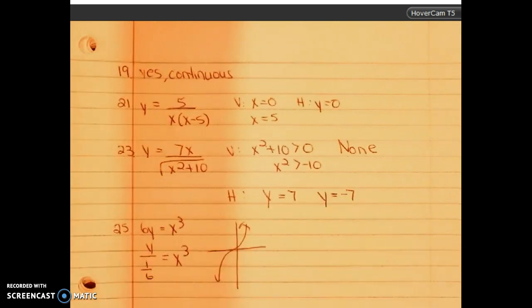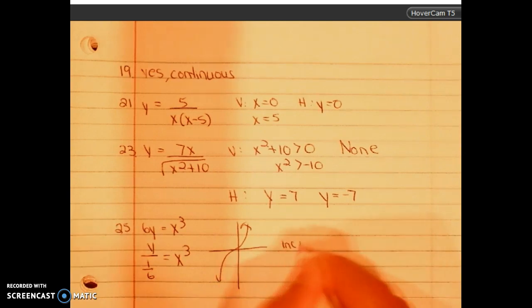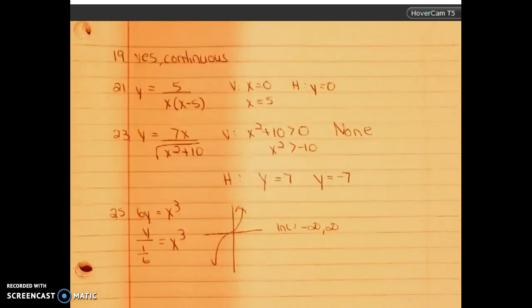And they want to know when is it increasing. So remember, I'm looking at it from left to right. In this case, it's increasing all the time. So that would be -infinity to infinity. Let's go take a look at 27.